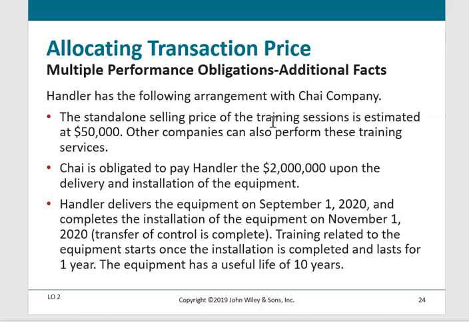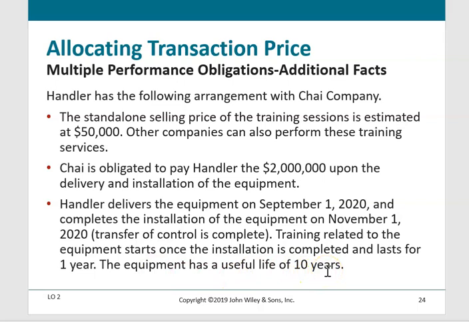Kai, the customer, is obligated to pay Handler the $2 million, the sales price, contract price, upon delivery and installation of the equipment. Handler delivers the equipment on September 1st, 2020, and completes the installation of the equipment on November 1st, 2020. That's when the full transfer of the equipment and control of the equipment is given to the customer. Training related to the equipment starts once the installation is completed and lasts for 1 year. The equipment has a useful life of 10 years.